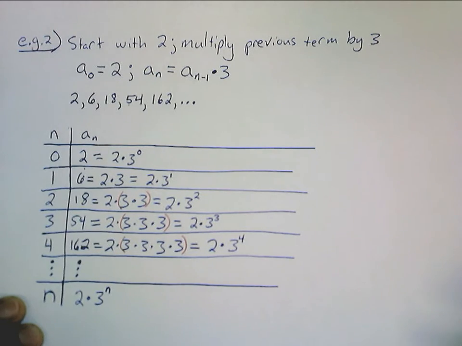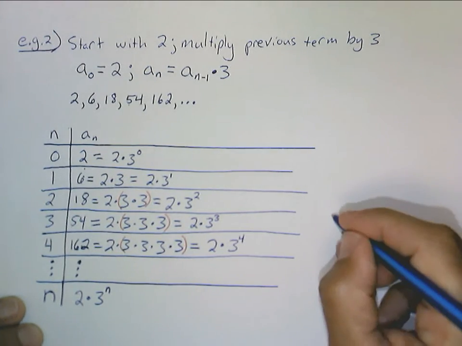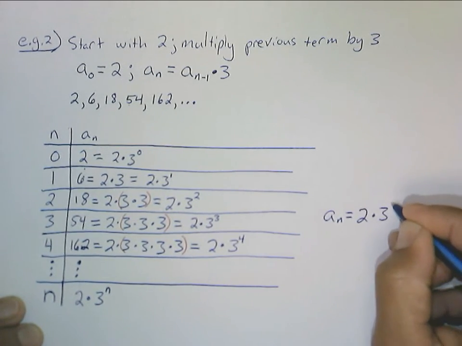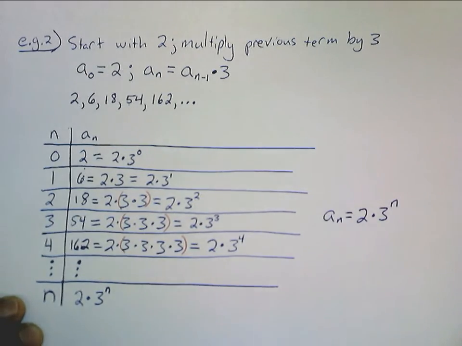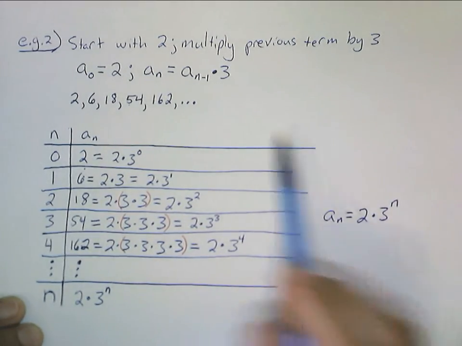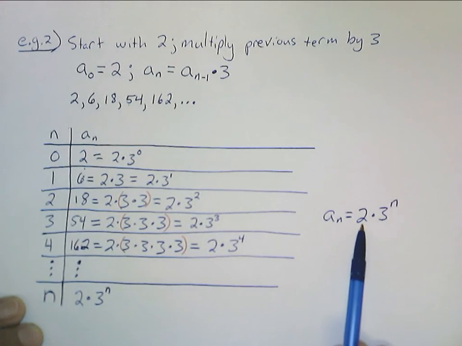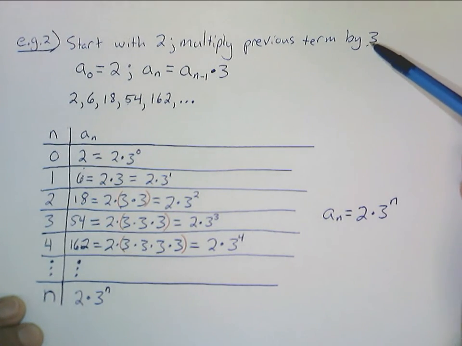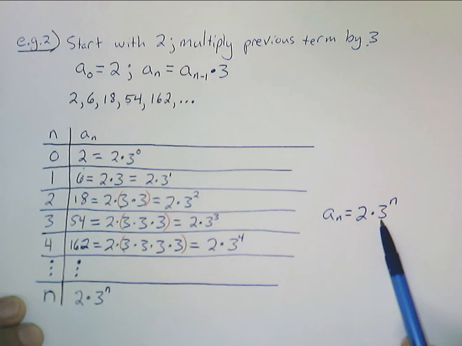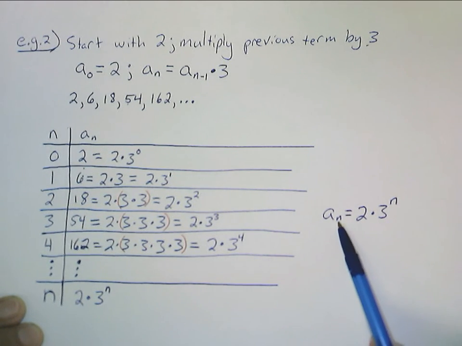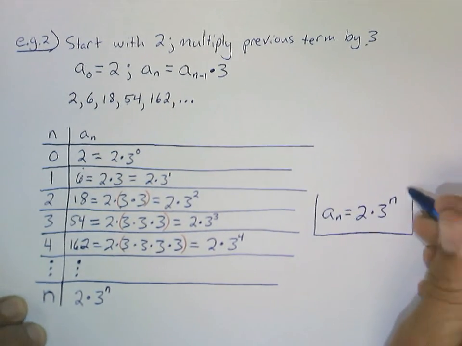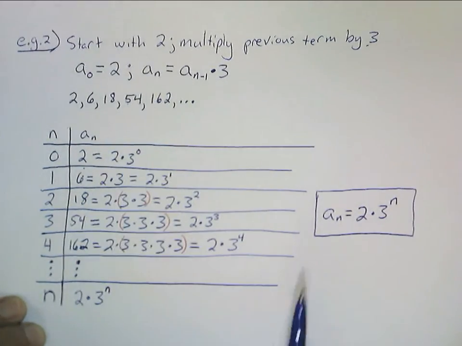And that's basically our general rule here. So a sub n is always going to be equal to 2 times 3 to the power of n. And you do a whole bunch of examples like this, and you should quickly realize that whatever you're starting with, that's this number right here, the coefficient of the exponential expression. And whatever you're multiplying by all the time, that's the base of the exponential, and the term number is always going to be the exponent itself. So there is your general rule for this recursive rule.